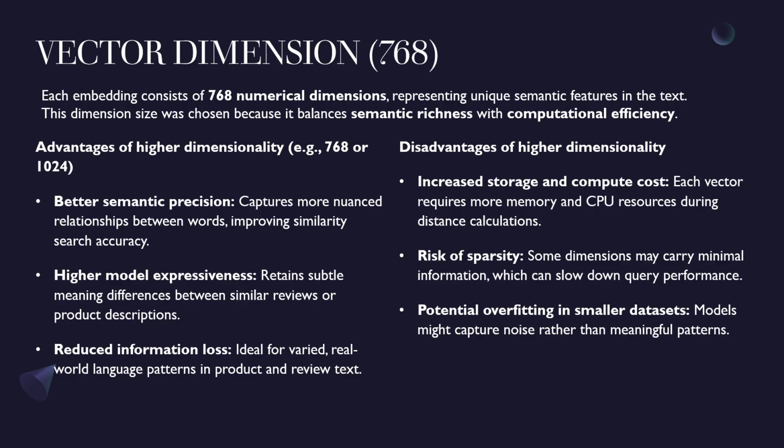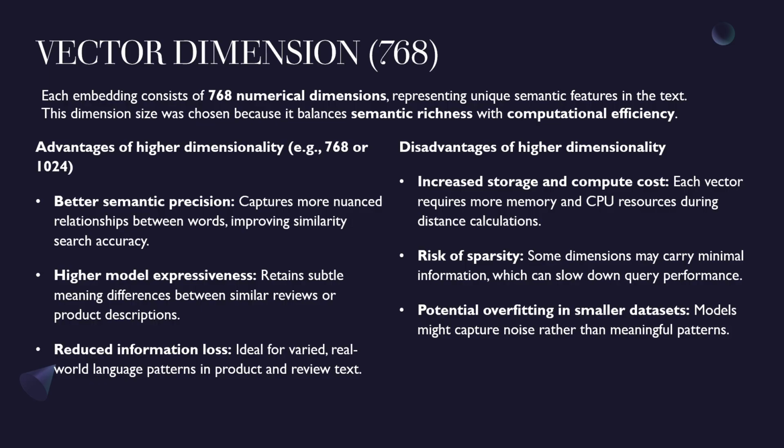Then vector dimension. In our case, each embedding consists of 768 numerical dimensions, representing unique semantic features in the text. This dimension size was chosen because it balanced semantic richness with computational efficiency, but maybe there's another dimension that works best for our case, and there are obviously other dimensions that work worse than our case. So now we're going to look at the advantages and disadvantages of higher dimensionality and lower dimensionality.